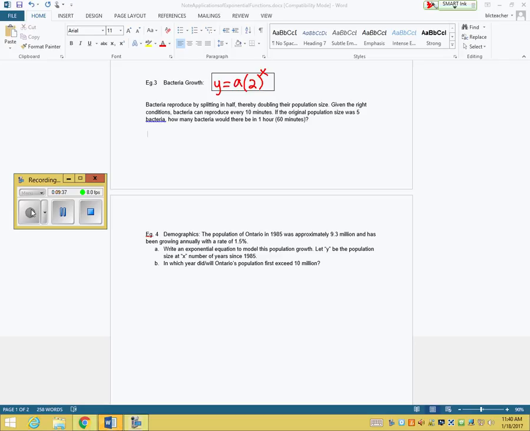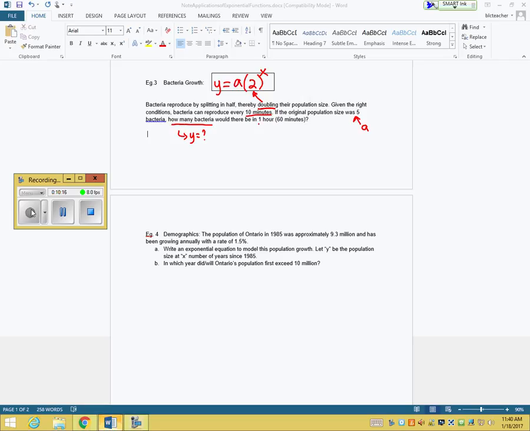So here's a practical example to solve. Bacteria reproduce by splitting in half, therefore doubling their population size. So anytime you hear the word doubling, that means that your B value is going to be 2, whether it's bacteria or anything else. Maybe it's an investment. If your investment doubles, your B value needs to be 2. Given the right conditions, bacteria can reproduce every 10 minutes. If the original population size was 5 bacteria, so initial is always going to be your A value, how many bacteria, y equals question mark, how many bacteria would there be in 1 hour?